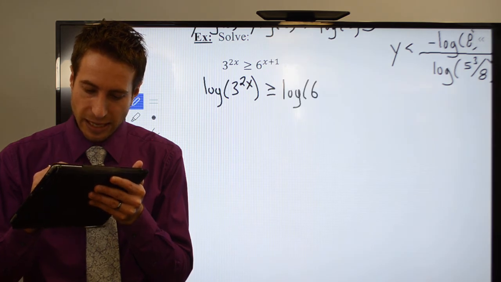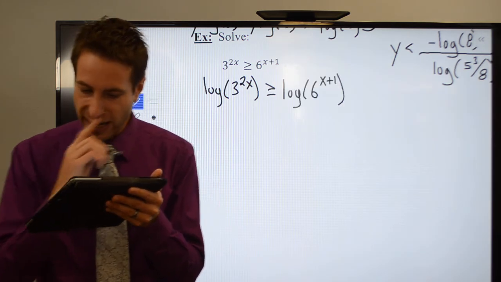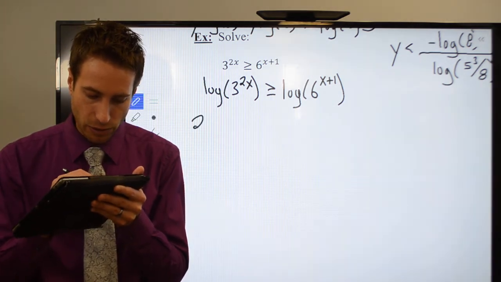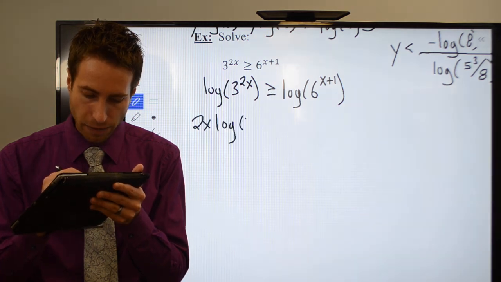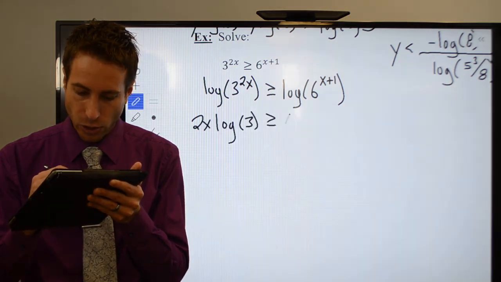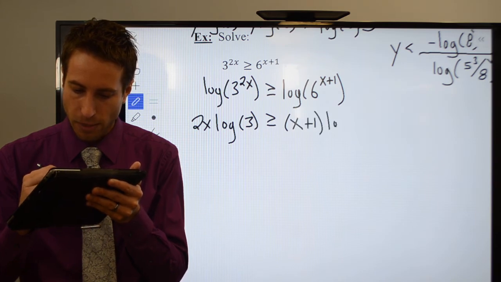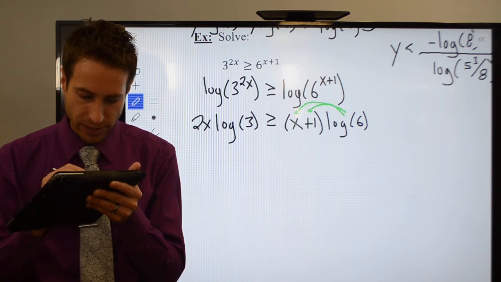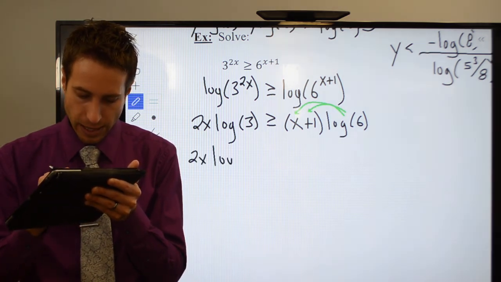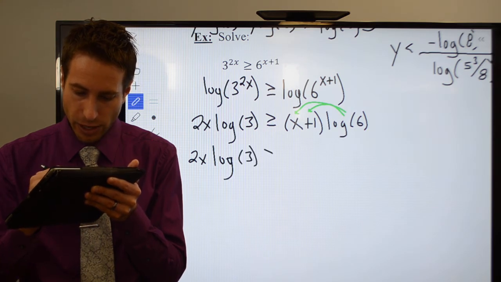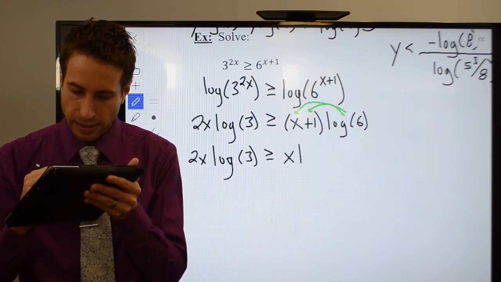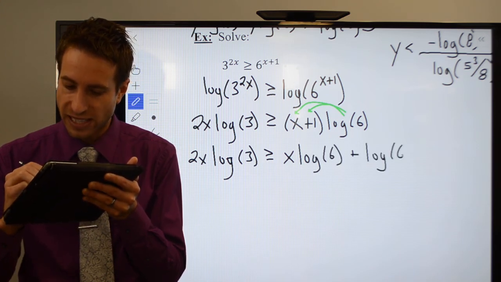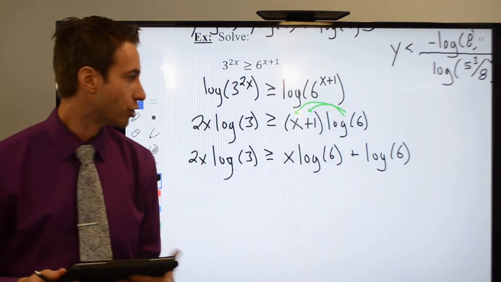which is immediately going to leave me with the power property of logarithms. So I bring those powers down as coefficients out front. 2x common log of 3 greater than or equal to the quantity x plus 1 times the common log of 6. Distribute that common log of 6 through the parentheses. 2x times the common log of 3 is greater than or equal to x times the common log of 6 plus the common log of 6, because 1 times anything is just itself.